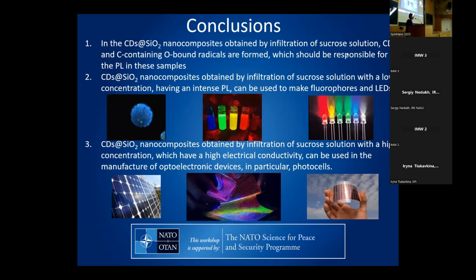So the main conclusion of our work. In carbon dots silica nanocomposites that were obtained by infiltration of a sucrose solution, carbon dots and carbon-containing oxygen-bound radicals are formed, and they should be responsible for the photoluminescence in those samples. The samples that were obtained by infiltration of sucrose solution with a low concentration show an intense photoluminescence, and they can potentially be used to make fluorophores and light-emitting diodes.